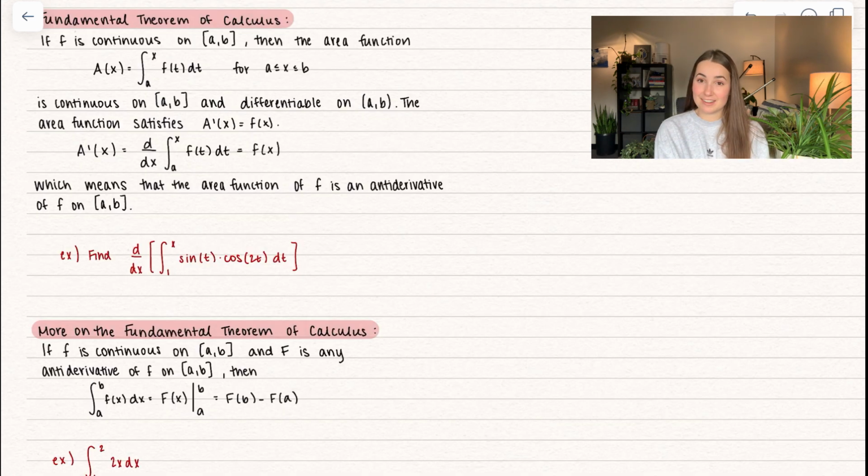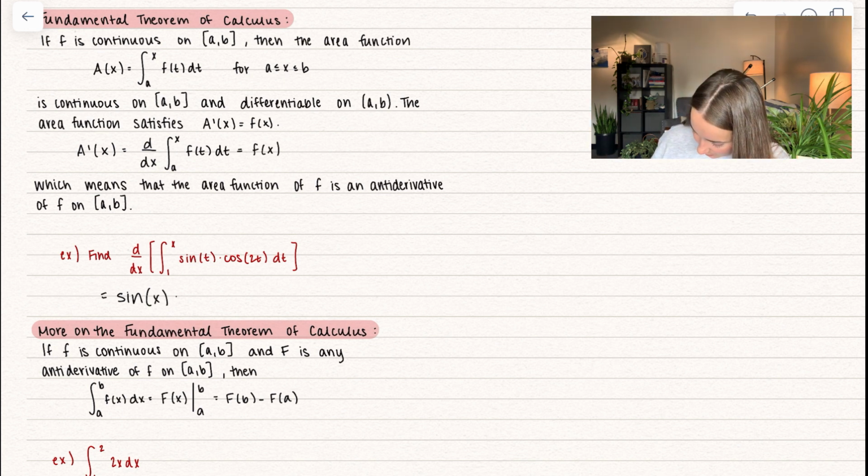So here we have another example to work through. We have find the derivative of the integral of that function. But remember, now we know how to actually do this. All we do is we take what's inside the integral. So we have sine of t, but instead of t, I'm going to go ahead and plug in my variable, which is going to be x. So I get sine of x times cosine of 2x. And that is how we differentiate integrals.